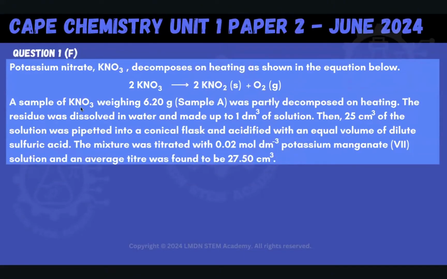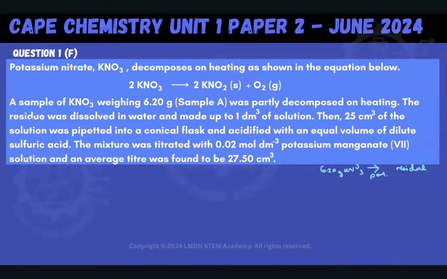So we have our KNO3 that weighs 6.20 grams. That was partially decomposed on heating. You can imagine that we have the 6.20 grams of KNO3, we break that down partially. So I'm going to put partially there. And that gives us our residue. Partially decomposed, we have a residue that gets left behind as a result of that.